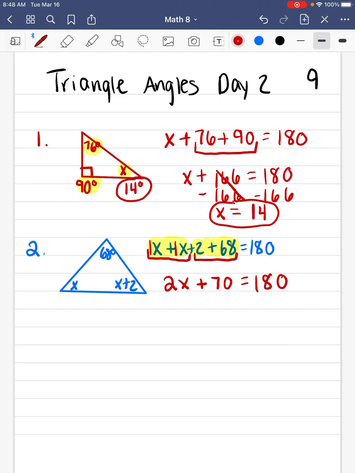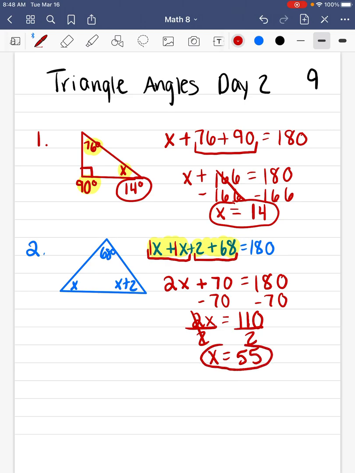So after we combine our like terms, we have a simple 2-step equation. So we are first going to subtract 70 from both sides, and we get 2x equals 110. And then we are going to divide by 2, and we get x equals 55. Now, while we have x equals 55, we also have to say what our angles are.